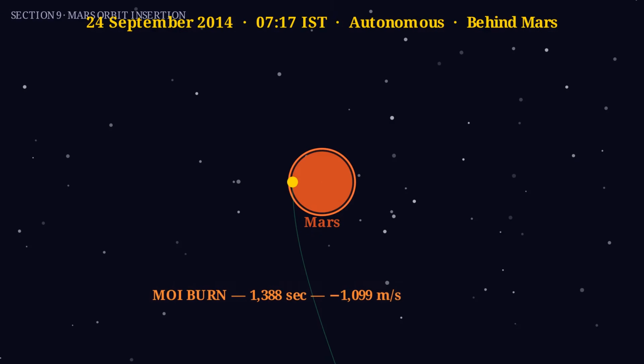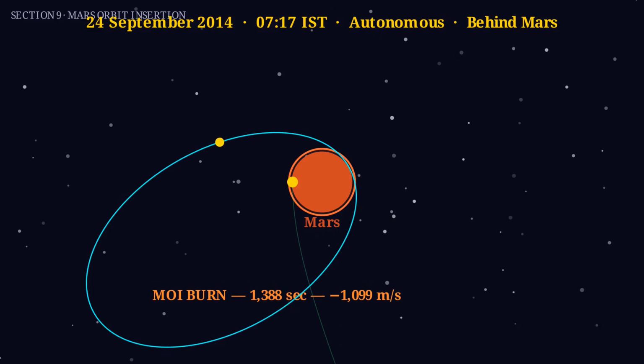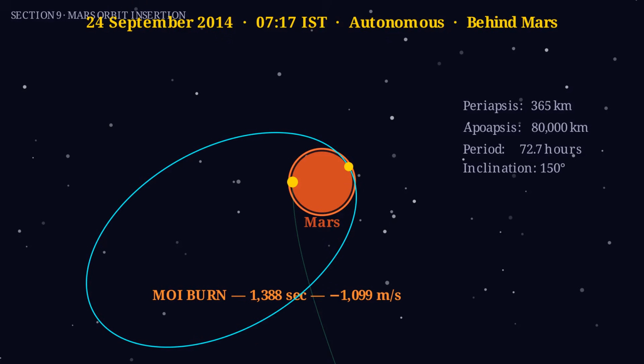On the 24th of September 2014, at 7:17 in the morning Indian Standard Time, Mangalyaan fired its liquid apogee motor for 1,388 seconds, consuming 249 kilograms of propellant, and decelerated by 1,099 meters per second. The burn occurred while Mangalyaan was behind Mars, in complete radio blackout from Earth, with a 22-minute one-way signal travel time. Real-time intervention was physically impossible. Every command was preloaded. The spacecraft executed the entire sequence autonomously.